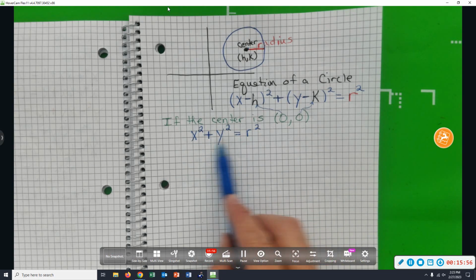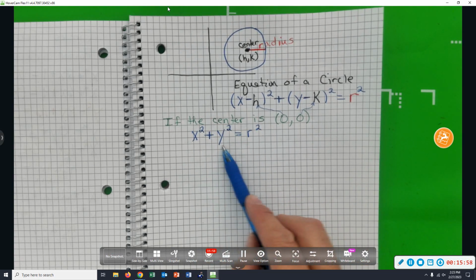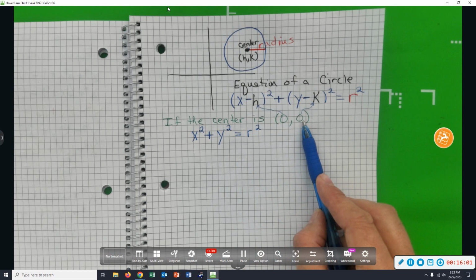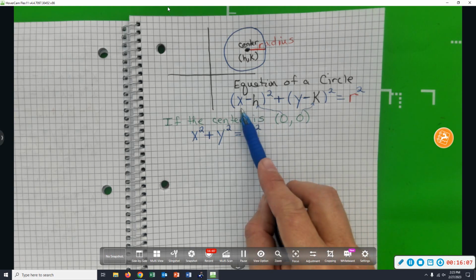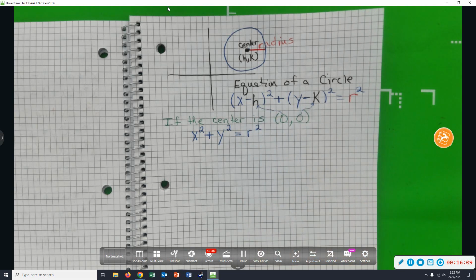So there's two ways you might see the equation of a circle written. Like this, where there's no parentheses. That means that the center is 0, 0. Or if the center is some other point, like the point 2, 3, then you'll see the equation written with parentheses.